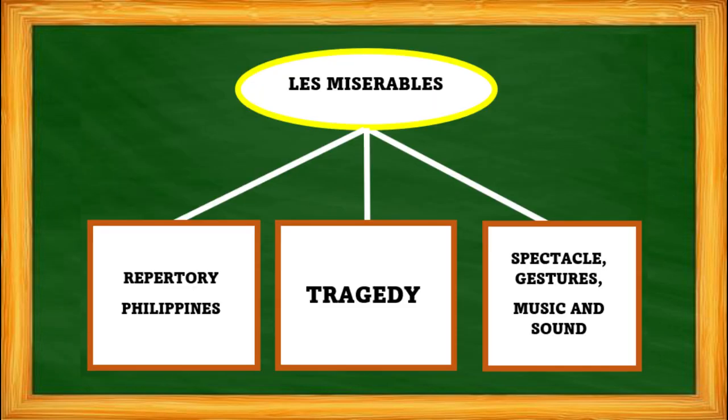Excellent! Title, Les Miserables. Performing group, Repertory Philippines. Theatrical form, tragedy. Theatrical element. For a spectacle, the stage was dark and it used lights to focus on the actors and actresses. For the costume, the ladies are wearing dresses while the men are wearing coats and vests. The background is like they are in the war. Gestures and movements. The actors march in place and step forward a little, ending with a raised arm in a closed fist. Music and sound. The actors and actresses are singing live, accompanied by an orchestra.